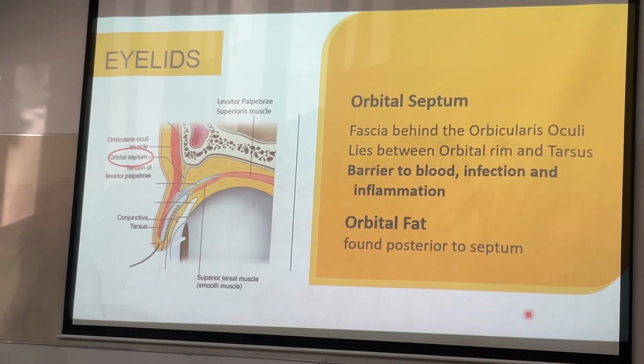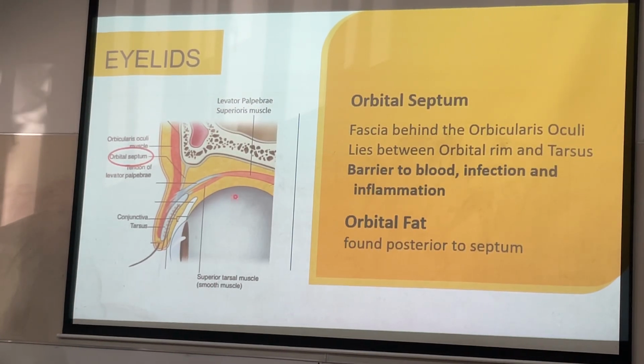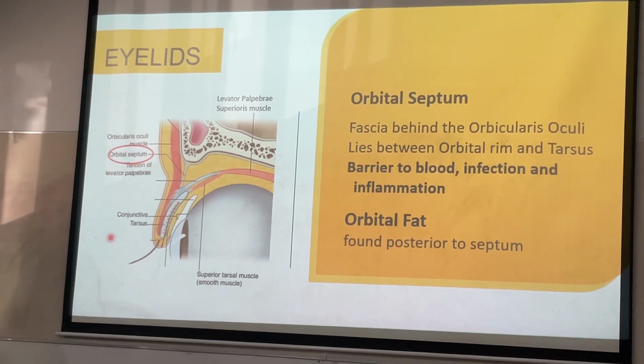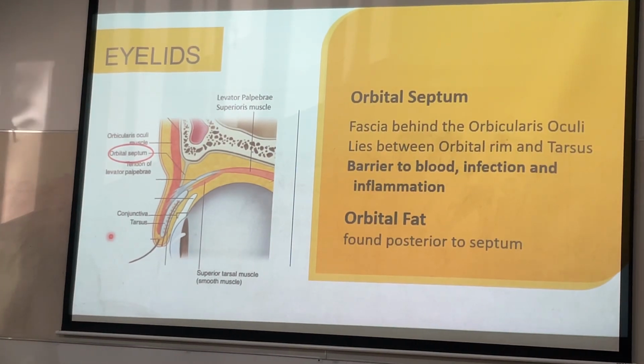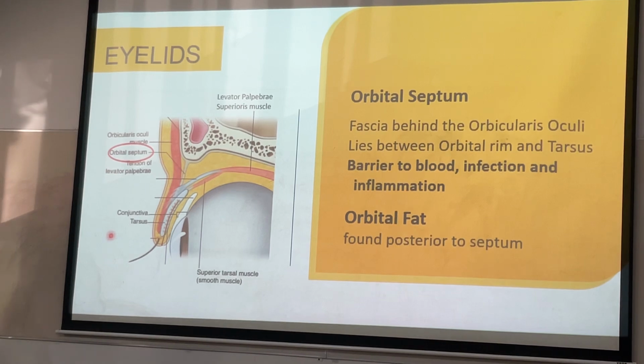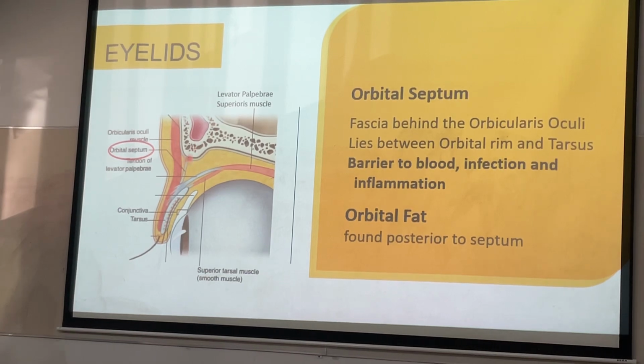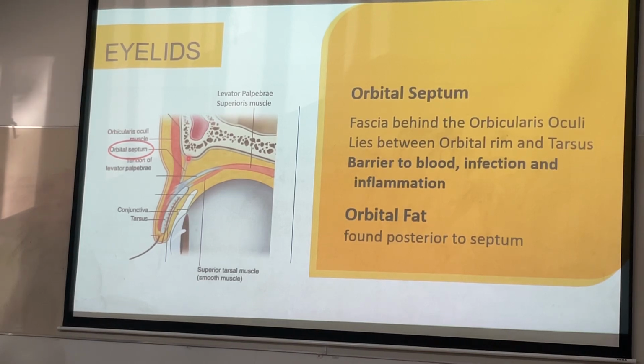So behind your orbicularis oculi, there's a thin band here. So this is known as your orbital septum. So this is a fascia behind your orbicularis oculi. So this lies between the orbital rim and the tarsus. So this is the bone, this is your orbital rim, and this is the tarsus. So in between them is your orbital septum.